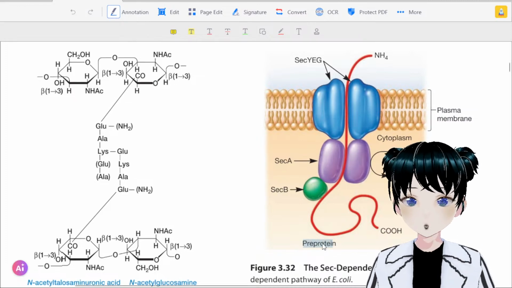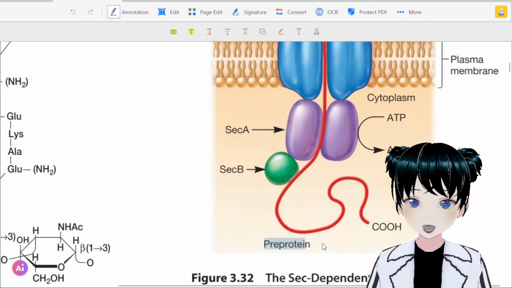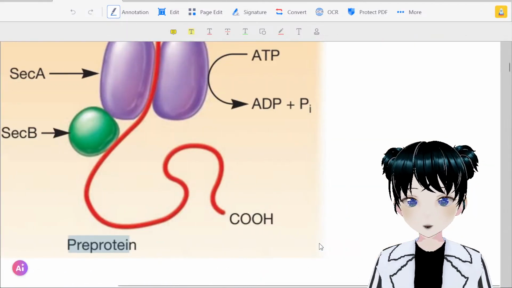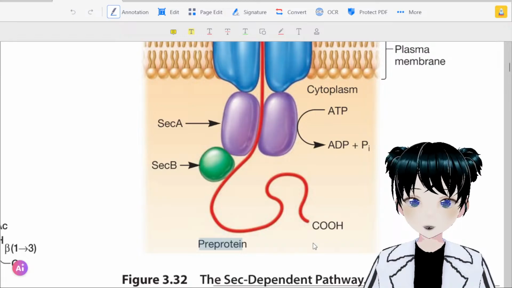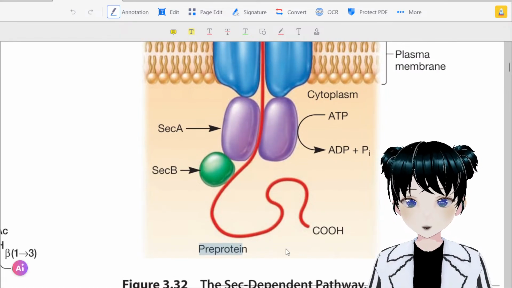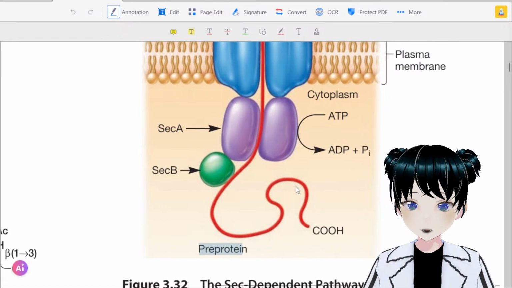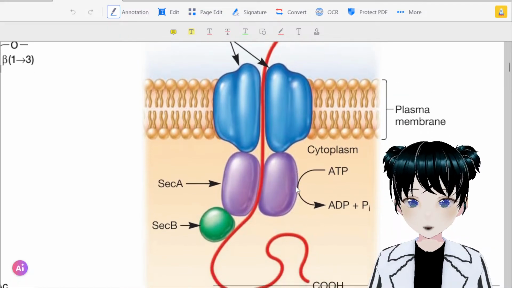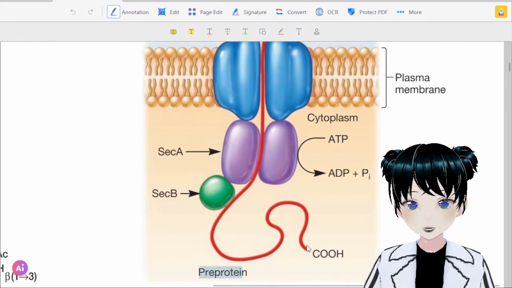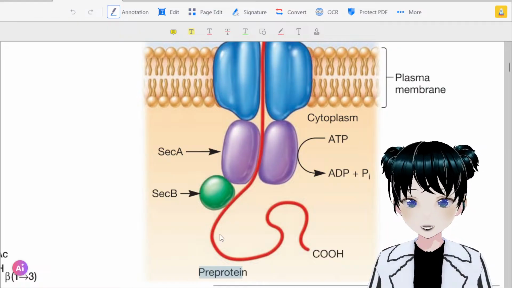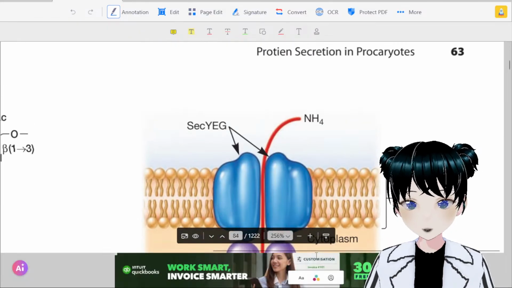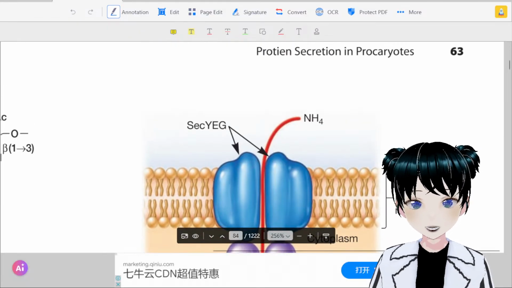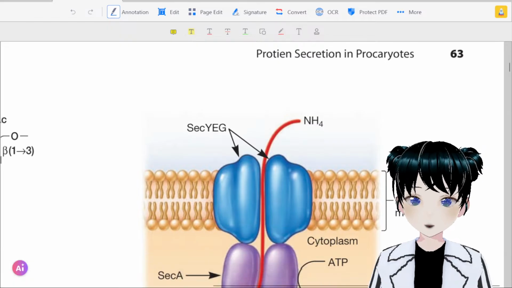Here you see, wait, let me push the diagram to the side so you can see. My avatar, I think, is blocking it in some way. So this is the pre-protein. See, this is in a linear form, it is not folded, and we know that it is made from amino acids. The amino acids have COOH at one side and NH2 at the other side.